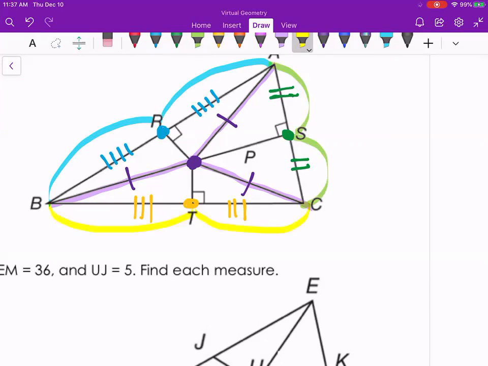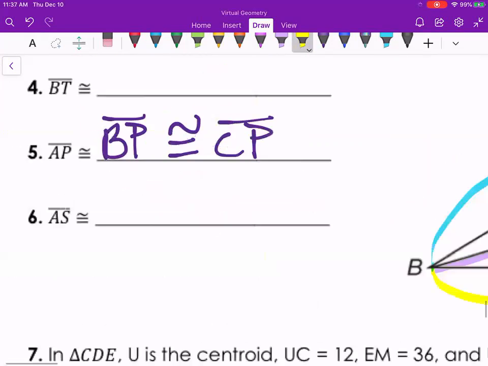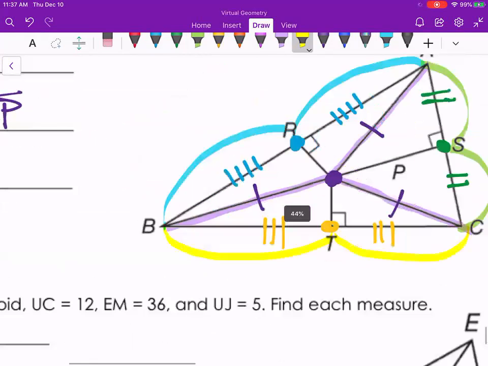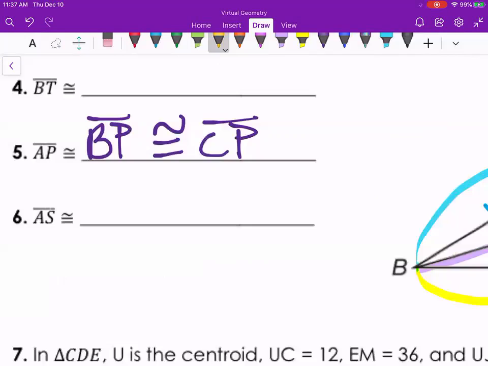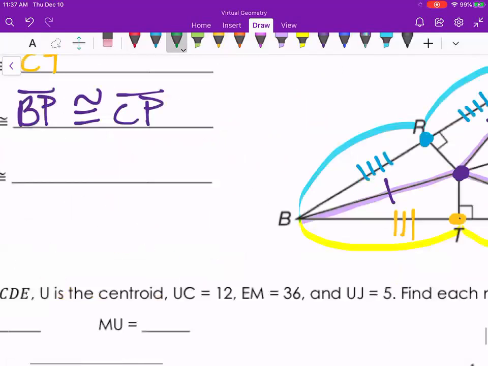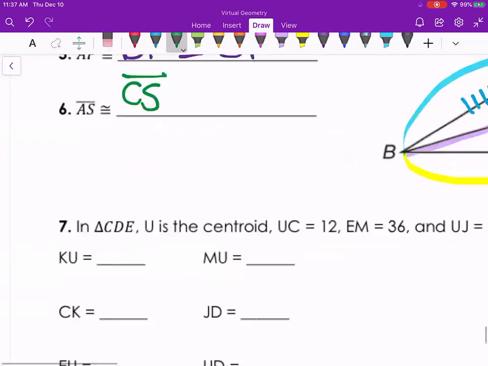So let's see if we can answer any more questions now. All right, B to T is the 3 dashes, so it has to match with C to T. So segment CT. AS is the segment with 2 dashes, so it has to match with CS. Segment CS. So there are lots of other congruent pairs, but again, it's just making sure we know which piece we're looking for.